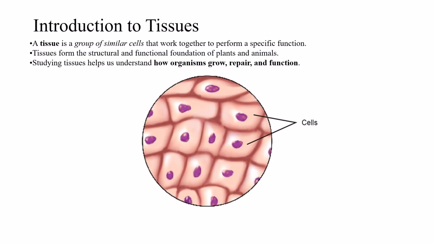Now let's move further to the introduction of tissues. A tissue is a group of similar cells that work together to perform a specific function. Or you may also write it like this: a group of cells that are similar in structure and work together to achieve a particular function is called a tissue. Tissues form the structural and functional foundation of plants and animals.